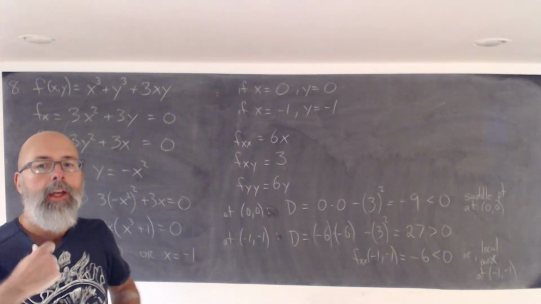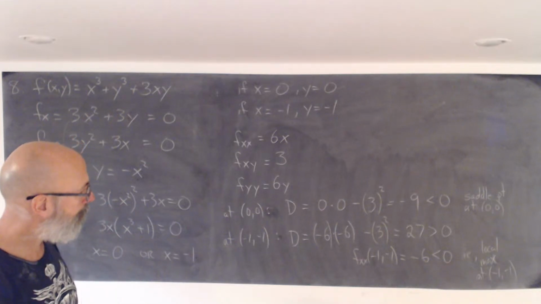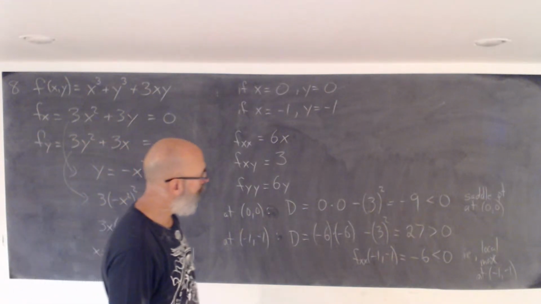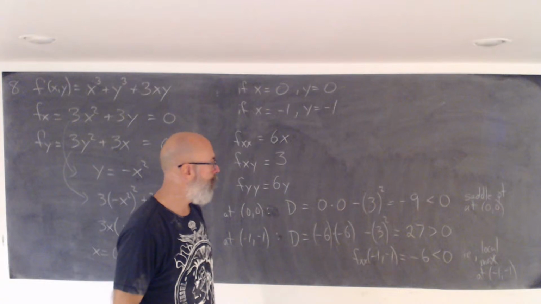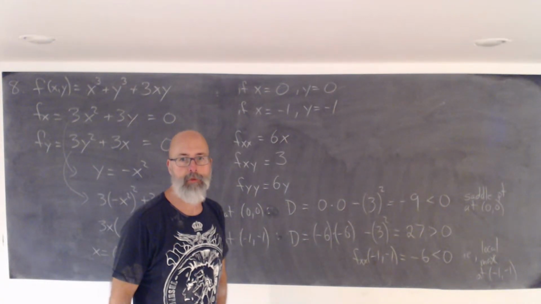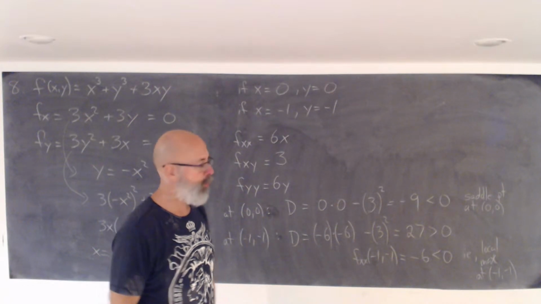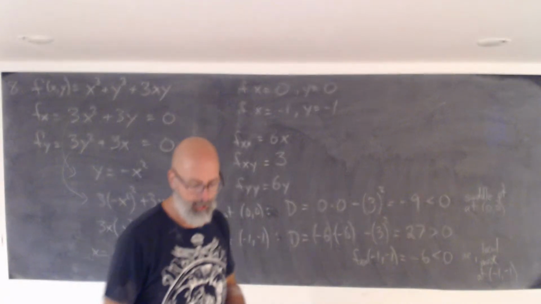Right. What if the second derivative with respect to x was 0, but D was still positive? Then the test would be inconclusive. Anything could happen, we don't know. So the test would not give us any information here.